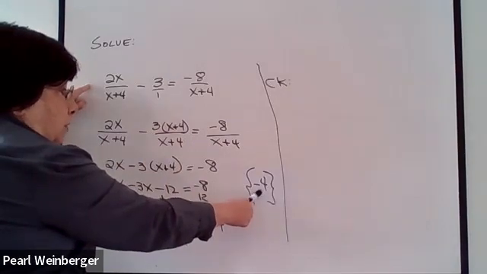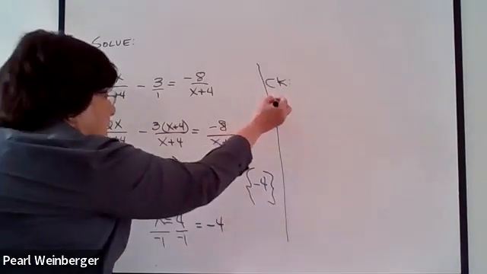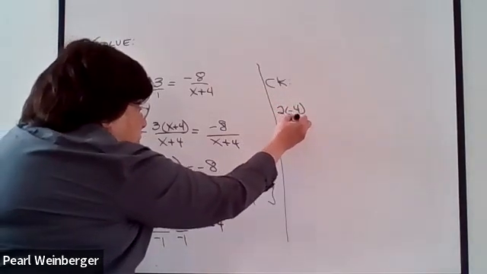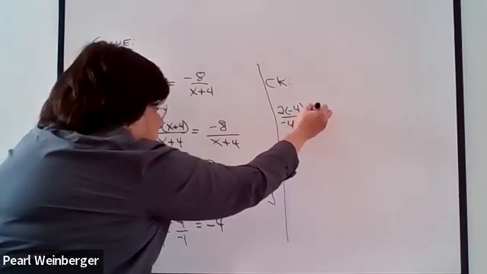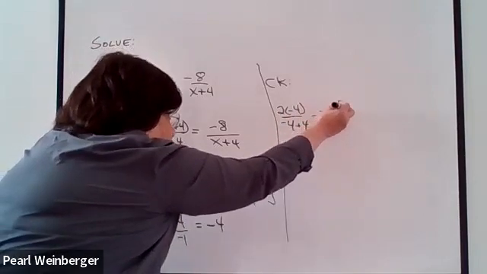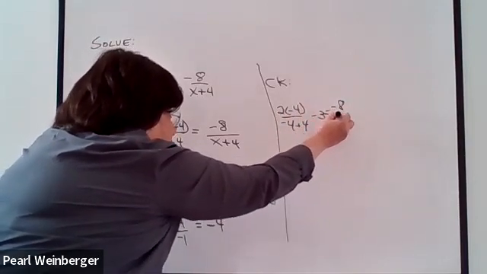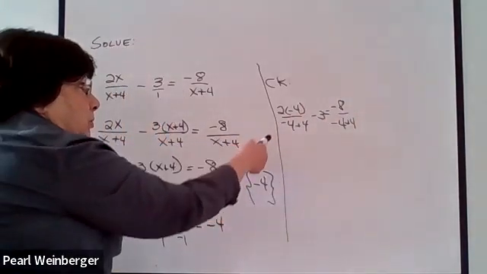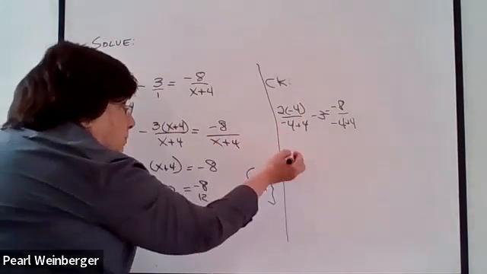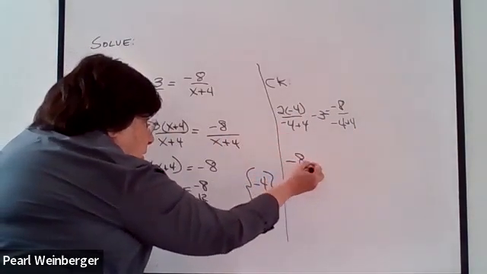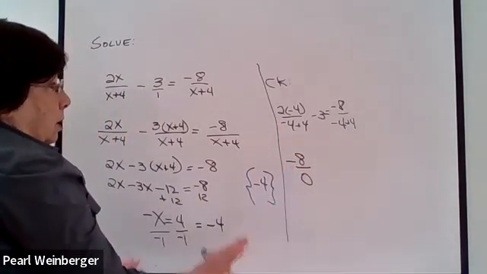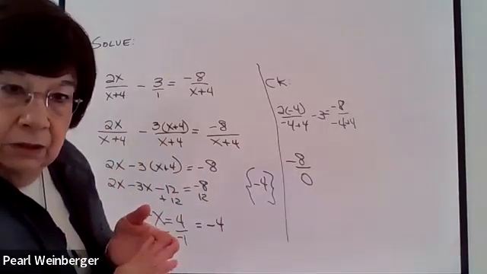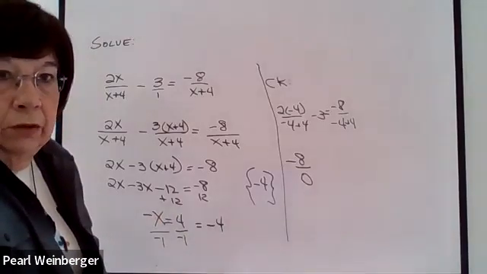If I check and replace x by -4, I get 2 times -4 over -4 plus 4, minus 3, equals -8 over -4 plus 4. When I try to simplify this, I get 2 times -4, which is -8, over 0, and I stop right there. Anytime I get a 0 in the denominator, it's telling me that the answer I got is wrong.